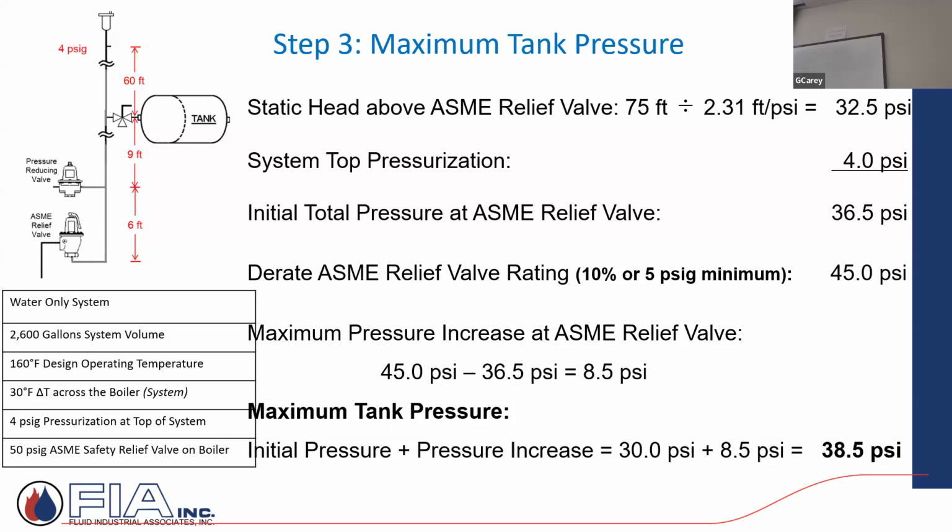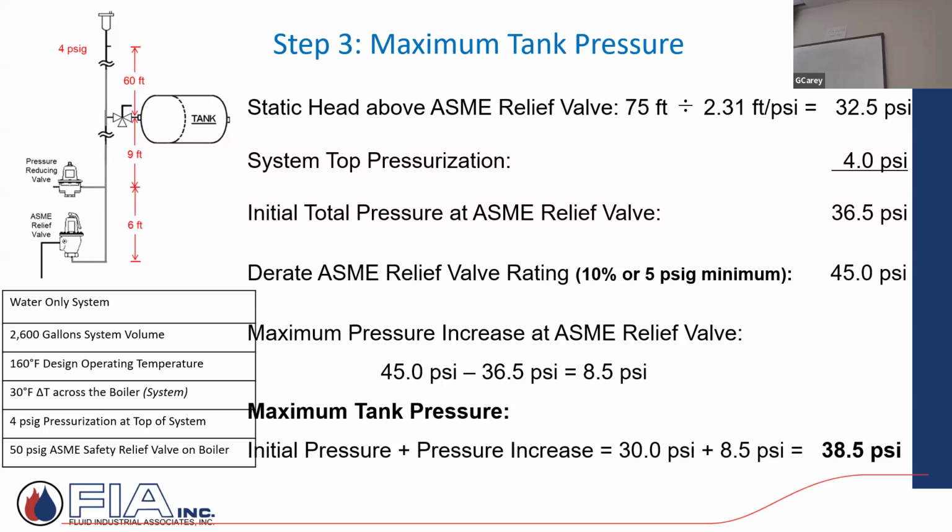So 75 divided by 2.31 is 32.5. Positive pressure, 4. So the initial total system pressure at the relief valve is 36. Now he's going to relieve at 50. Industry standards say the relief valve will start to weep before it gets to 50. So to protect ourselves, we derate the valve by 10%. In this case, we take 5 pounds off it, so we say maximum pressure should be 45. As long as we stay there or lower, that valve's not going to open up.